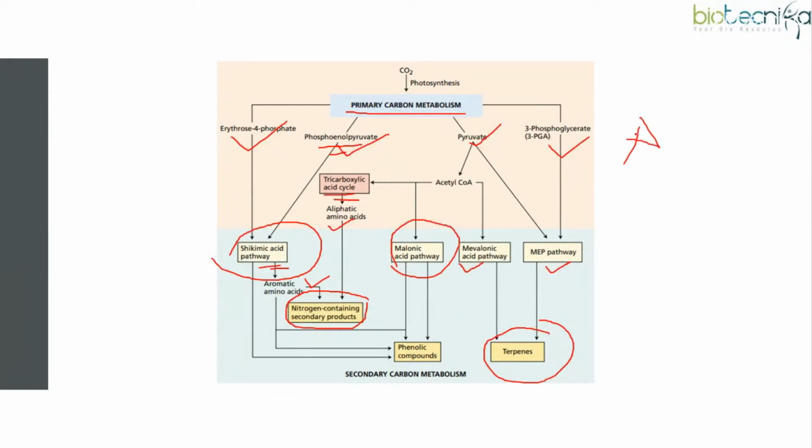Based on pathways, you get questions every time. So be clear with the terms specifically like malonic acid pathway, mevalonic acid pathway, methyl erythritol phosphate pathway. Although the names are quite similar to each other, remember they are different. And when it comes to the malonic acid pathway, another peculiarity is that this takes place in fungi, whereas the shikimic acid pathway takes place in plants. Most of the contribution is from the shikimic acid pathway in plants, very little from the malonic acid pathway.